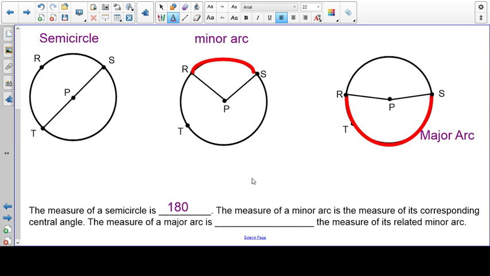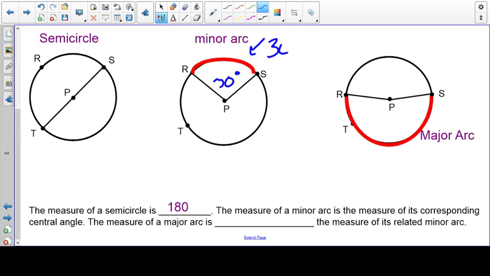And then the measure of a minor arc is the measure of its corresponding central angle. So that means that if this angle here at RPS was, say, 30 degrees, then my minor arc would also be 30 degrees. So if I have that central angle, the angle that is touching my center, they're equal pieces.